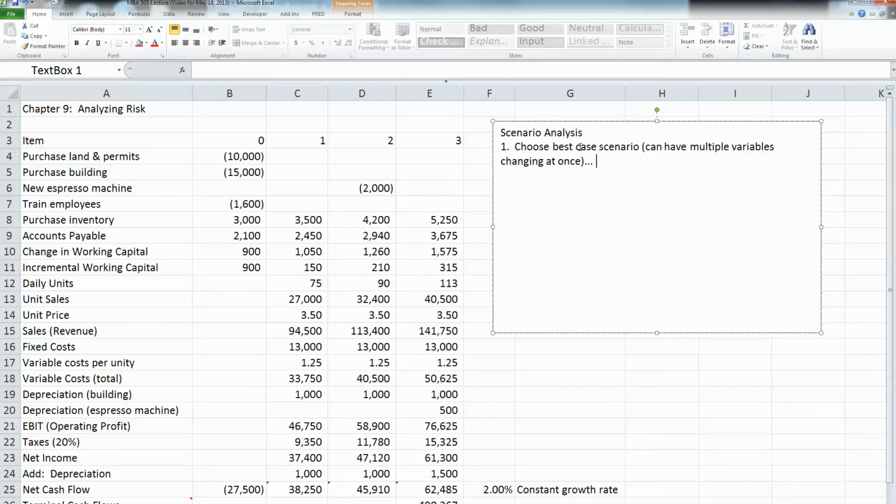So for instance, let's say we think the unit price, perhaps people will prefer our product over the competition, and we can go all the way up to $3.75 per unit. And maybe customers will be more receptive, and instead of selling 75 units a day, I can sell 84 units a day. And maybe I think instead of growing at only 2% from year 4 onward, I think growth will be a constant 3%.